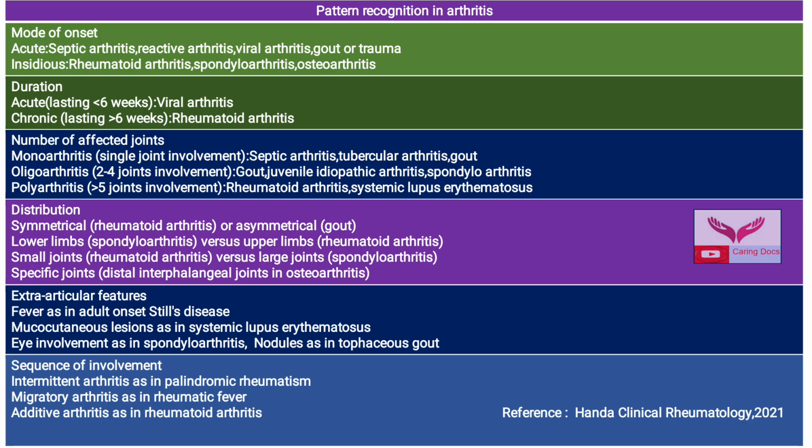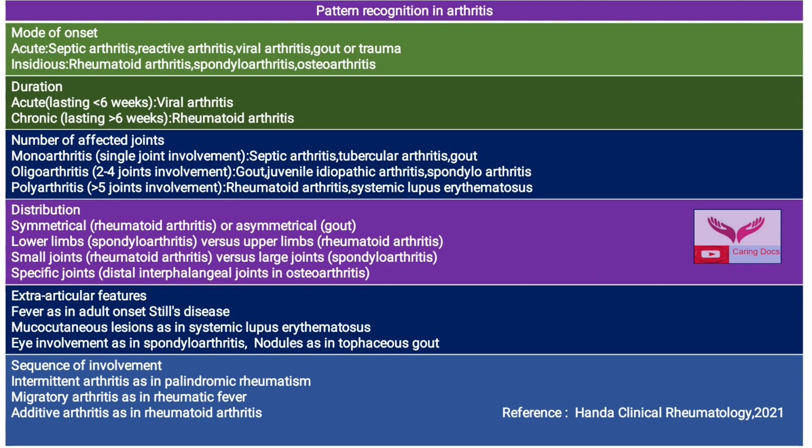These are the various pattern recognitions in arthritis based on the mode of onset. Acute onset of arthritis is seen in septic arthritis, reactive arthritis, viral arthritis, gout or trauma. Insidious onset of arthritis is seen in rheumatoid arthritis, spondyloarthritis, and osteoarthritis. If the duration of the arthritis is less than 6 weeks, we call it acute. It is seen in viral arthritis. When the duration is more than 6 weeks, we call it chronic. So, depending upon the number of joints affected, monoarthritis involves a single joint.